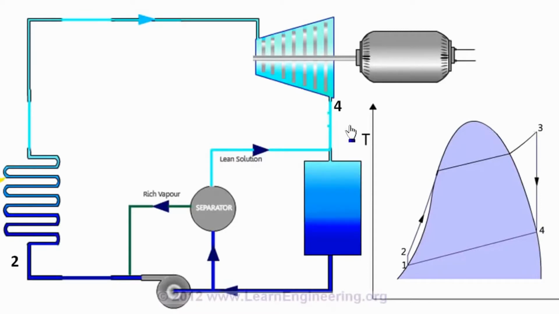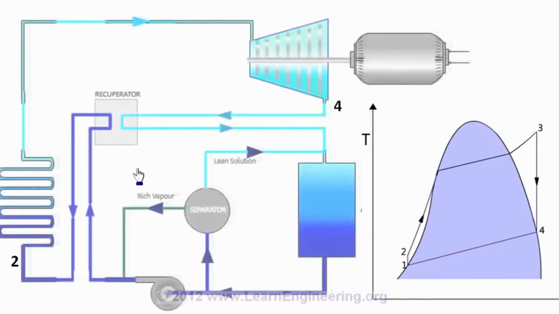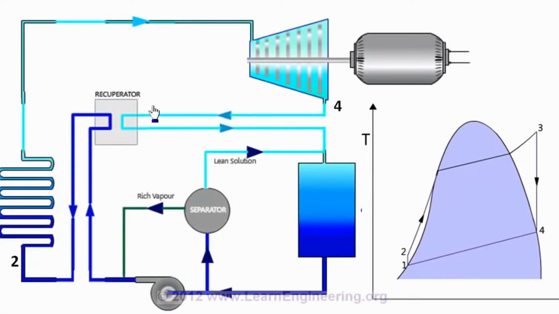So why can't we supply some amount of heat from point 4 to point 2, which will save some energy and will obviously increase the power plant efficiency? That's exactly what we do here. We are introducing a heat exchanger called a recuperator, and the function of the recuperator is to transfer some amount of heat from point 4 to point 2.